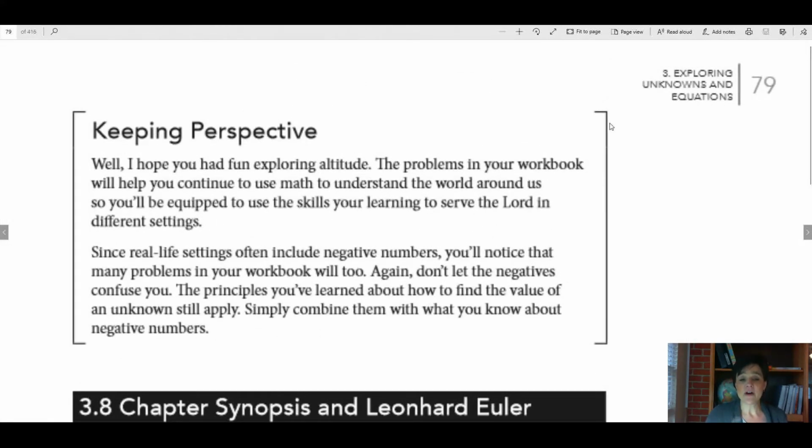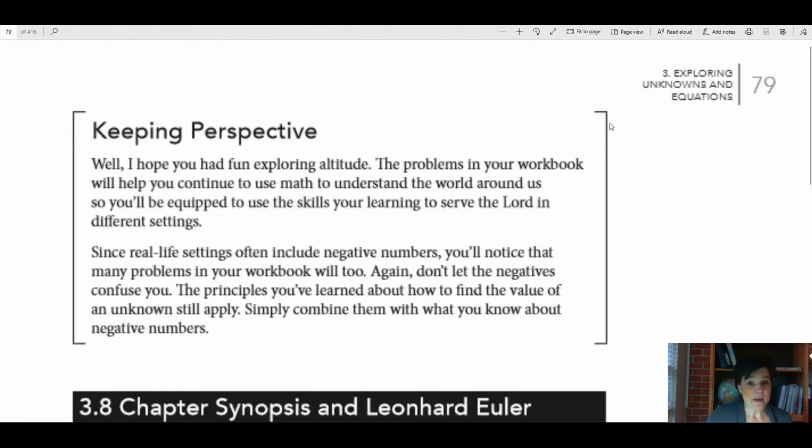Okay, hope you had fun exploring altitude. The problems in your workbook will help you continue to use math to understand the world around us, so you'll be equipped to use the skills you're learning to serve the Lord in different settings. Since real-life settings often include negative numbers, you'll notice that many problems in your workbook will too. Again, don't let the negatives confuse you. The principles you've learned about how to find the value of an unknown still apply. Simply combine them with what you know about negative numbers.